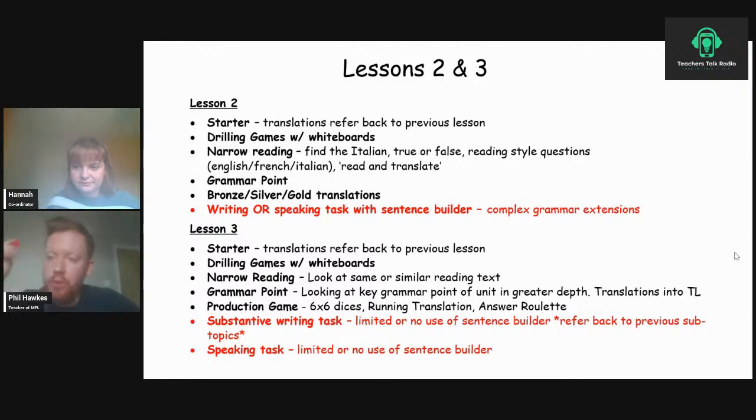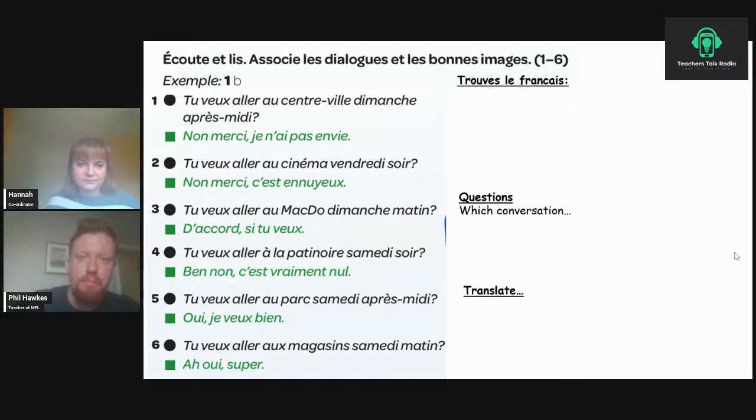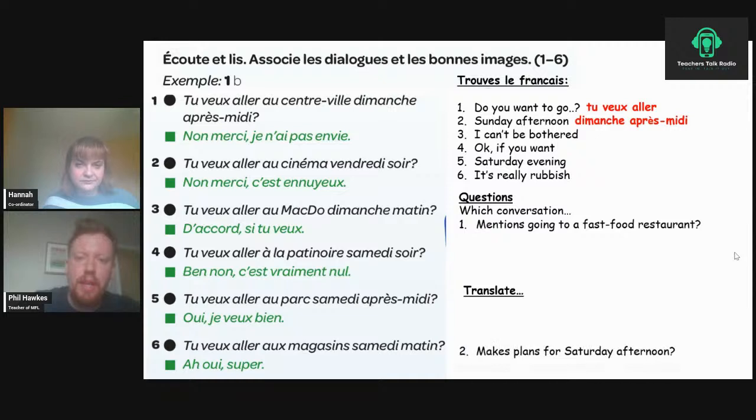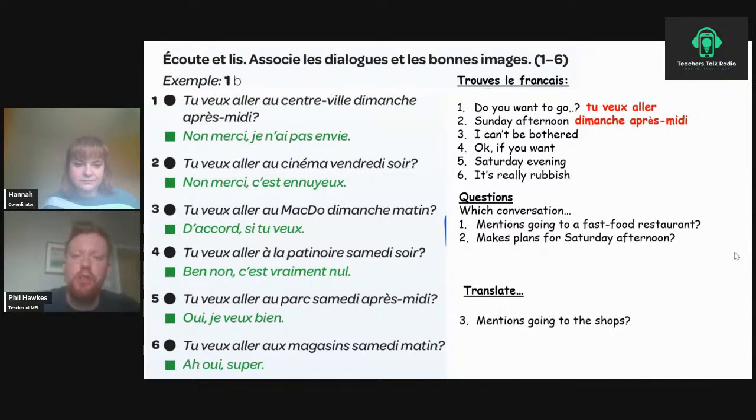So I don't want to just do drilling. I don't want to just do EPI. I want to also do the extension activities as well. So in lessons 2 and 3, we'll do exactly the same as we've done before, as I've just shown you. But then we would have, for extension purposes, a bit of narrow reading, that classic EPI Conti idea of really looking into that vocab, but in a different context.